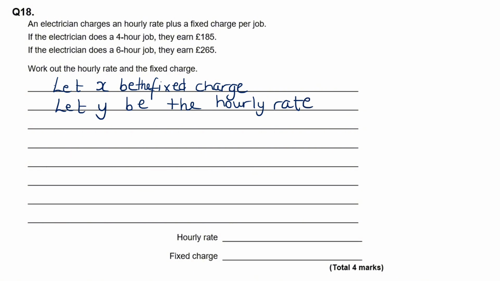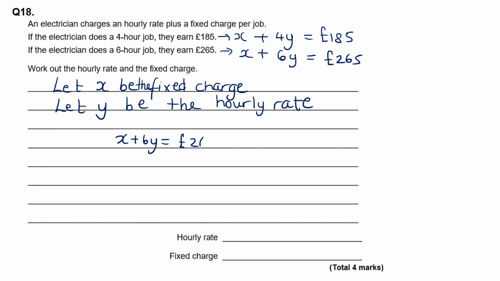I would be able to write this down as: this one would be fixed charge plus the 4 hours would give you £185. And this one here is going to be the fixed charge, because you have to pay that as soon as you ask them to do the job for you, plus 6y is going to be 265. So that's how we create simultaneous equations, really. So I'm going to place these strategically so I can take the smaller number away from the greater number. So it's going to be x plus 6y is equal to 265. And then we've got x plus 4y, that's equal to 185. So the x's are the same, so they are the same sign, so I can take them away.